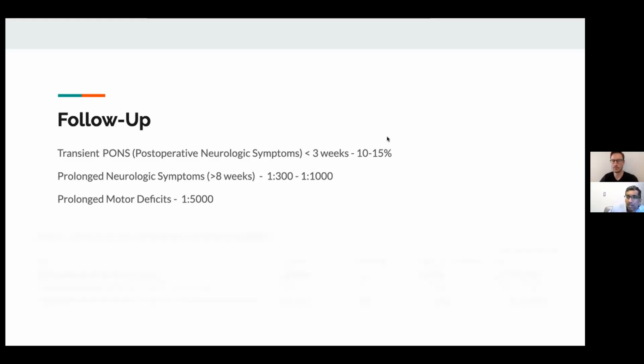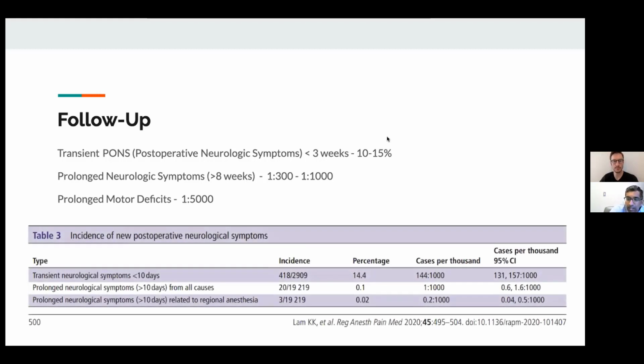This is out of U of T, the Toronto Western Hospital, where they do a robust amount of regional anesthesia clinical work as well as research work. Vincent Chan is one of the authors of this paper, and he's in some ways thought to be the father of ultrasound-guided regional anesthesia. And you can see the transient neurologic symptoms, their incidence is about 14%, so just around what we've found. Prolonged symptoms, 0.1%, and prolonged neurologic symptoms related to regional anesthesia, about the same, 1 in 5,000.